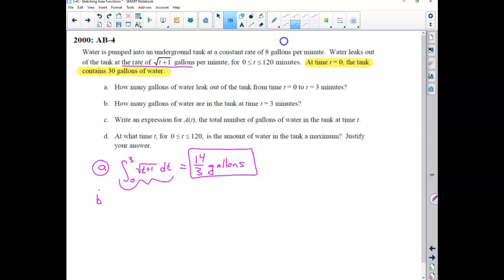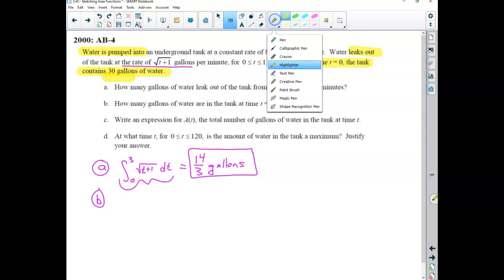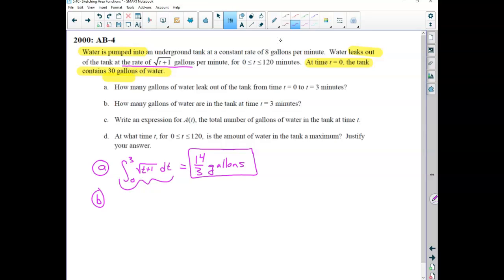Part B. So 14/3 gallons have leaked out. How many gallons of water are in the tank at t equals 3 minutes? Well, think about this. Water is being pumped into an underground tank, and then it leaks out, and we started with 30 gallons of water. Wow, boy, there's a lot of stuff going on. Well, how much is there? Well, let's think about this. We're starting with 30 gallons of water at time t equals 0, right?